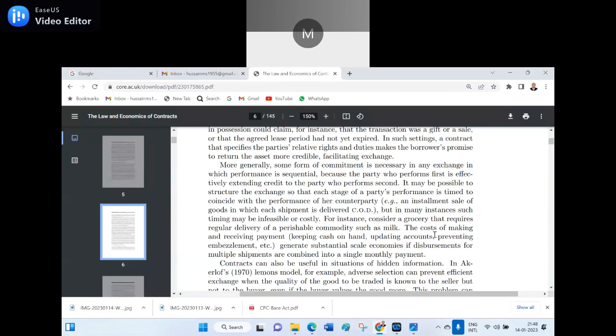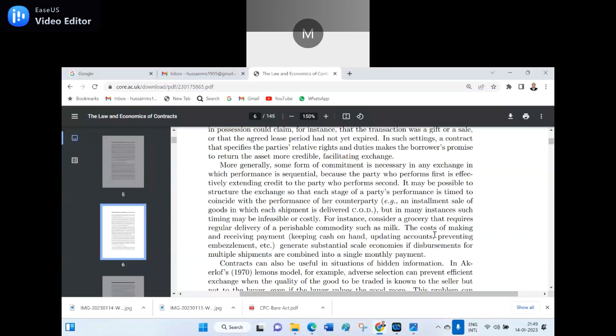So when you're making the shipping contract, the economic efficiency is that if it is reached in time, it's well and good. If it is not reached in time, and there is negligence on the part of the shipper or the ship owner, or the person who is sailing the ship, then he has to pay the compensation. But if it is vis major, an act of God, then one cannot claim. Of course, insurance would be there for what is boarded on the ship. Yes, the insurance company will come to the rescue. For instance, consider a grocery that requires a regular delivery of a perishable commodity such as milk.